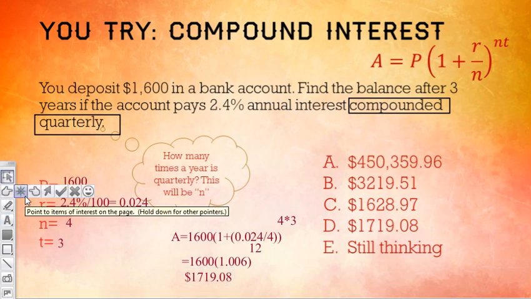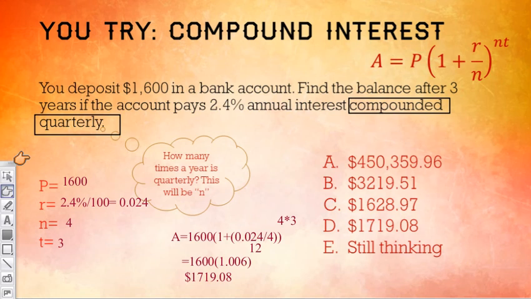Okay, so hopefully that helps kind of clarify a little bit for you with compound interest. It's very similar to what we did with our growth and decay, except we have that little extra step there of how often something is compounded in a year. So that's just that extra little piece there.